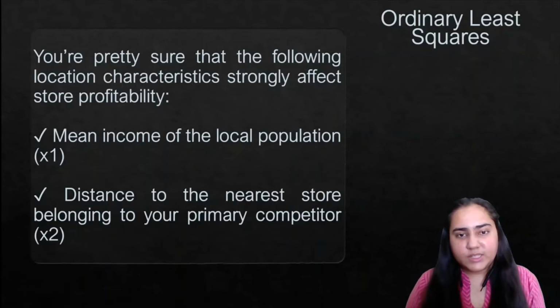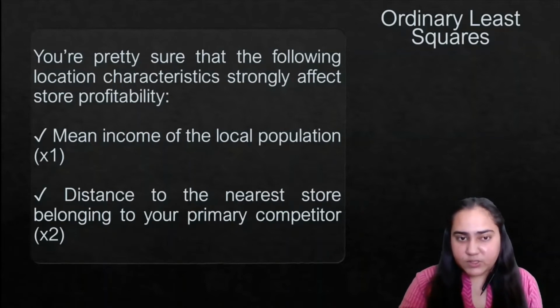And the second one is the distance to the nearest store belonging to your primary competitor. If you're trying to build, say, a petrol pump, you don't want to build it next to somebody else's petrol pump because that would cause profitability issues. So you always want to see where your nearest competitor has a store so that you can measure that distance.